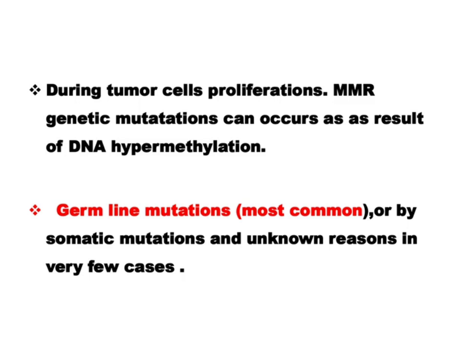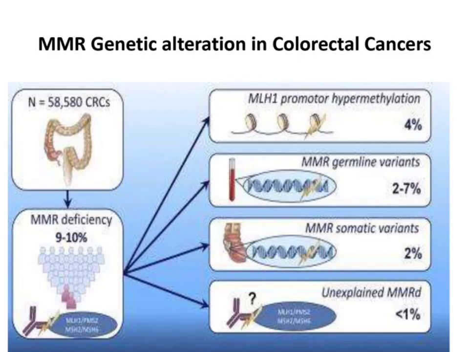I have already told you about MMR, mismatch repair, and BRAF and KRAS mutations. So let us go one by one. Mismatch repair is a nuclear enzyme which participates in the repair of base-base mismatches that usually occur during DNA replication. MMR alterations are common in colorectal cancer; in about 10% of cases they are altered.